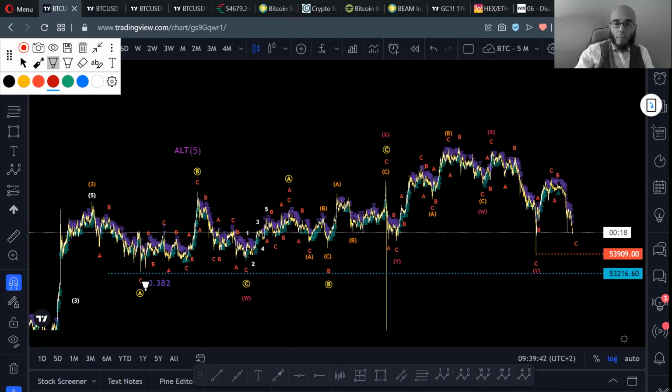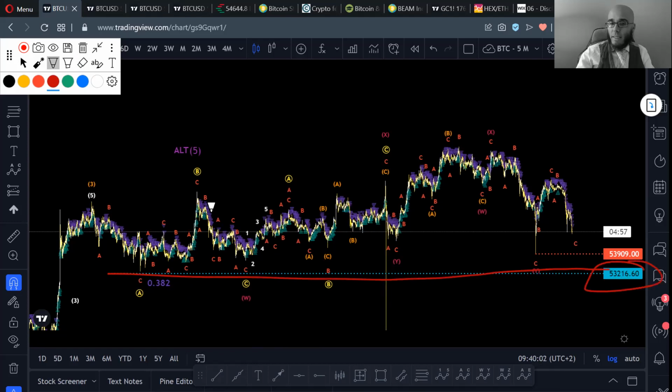So what I expect is that the fib level 0.382 holds. I don't know when this sideways correction ends, but I'm expecting us to stay above the fib level, okay? Above 53,260. That's what I'm expecting. I don't see us going lower.